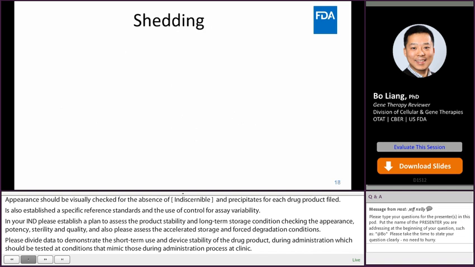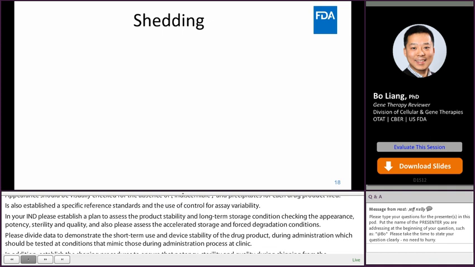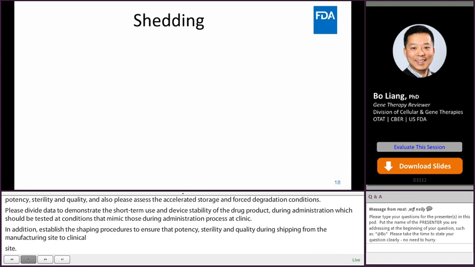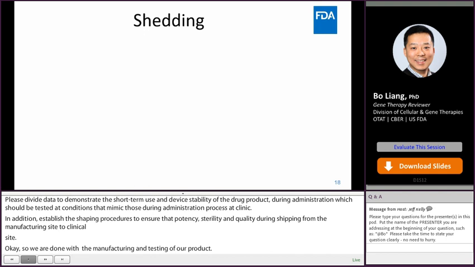Okay, so we are done with the manufacturing and testing of oncolytic virus product. So now I'm going to talk a little bit about the design of shedding studies to evaluate the product shedding during clinical trials.